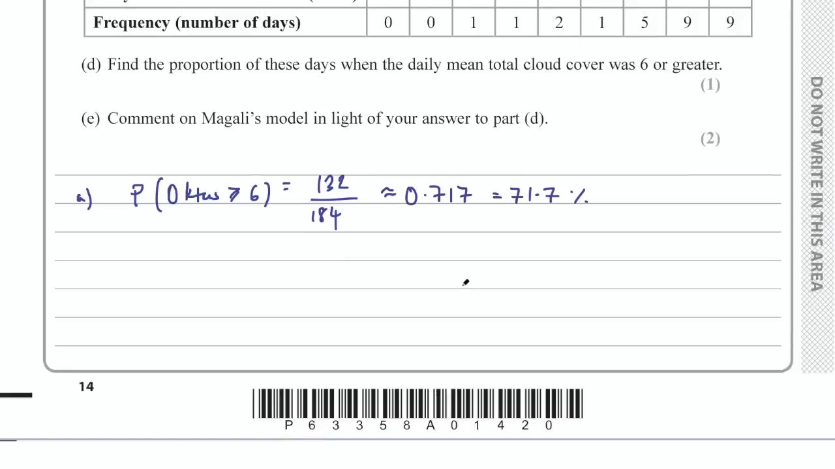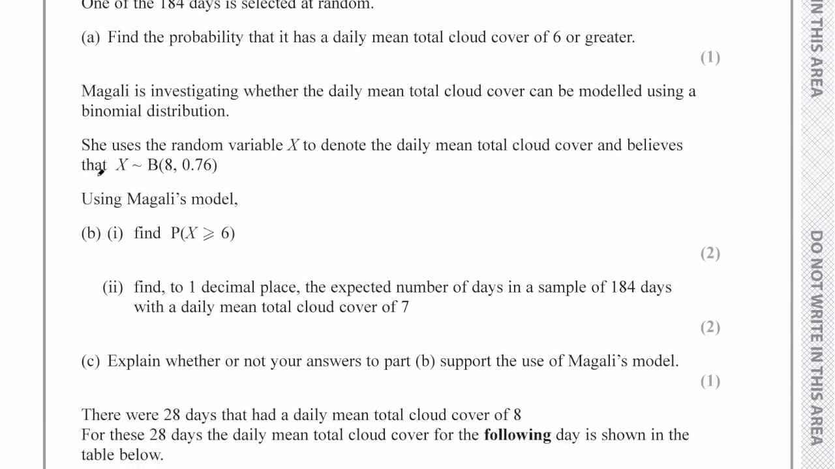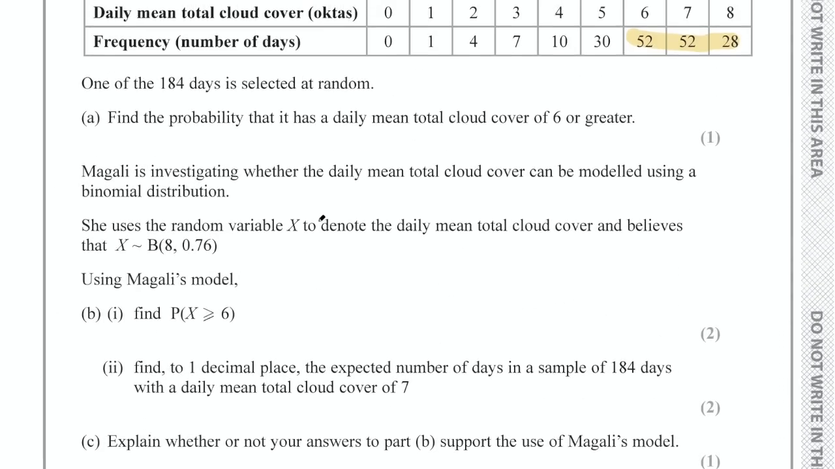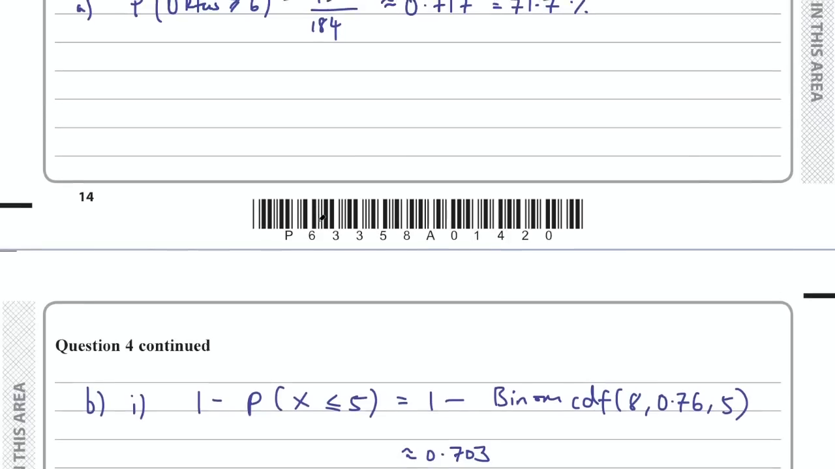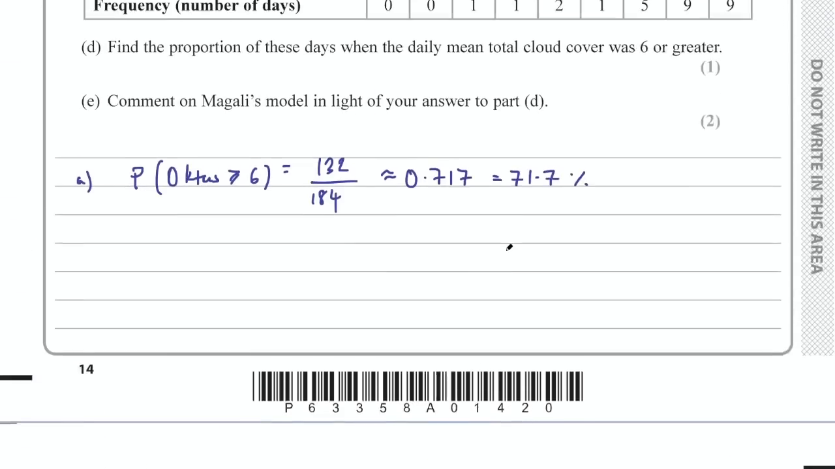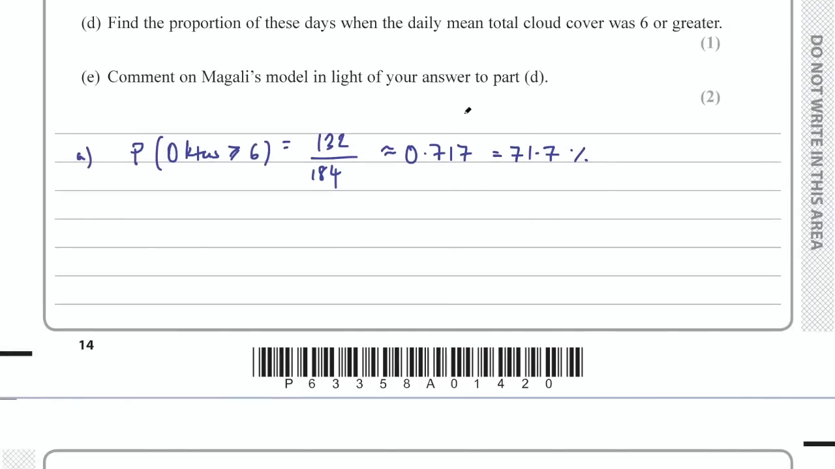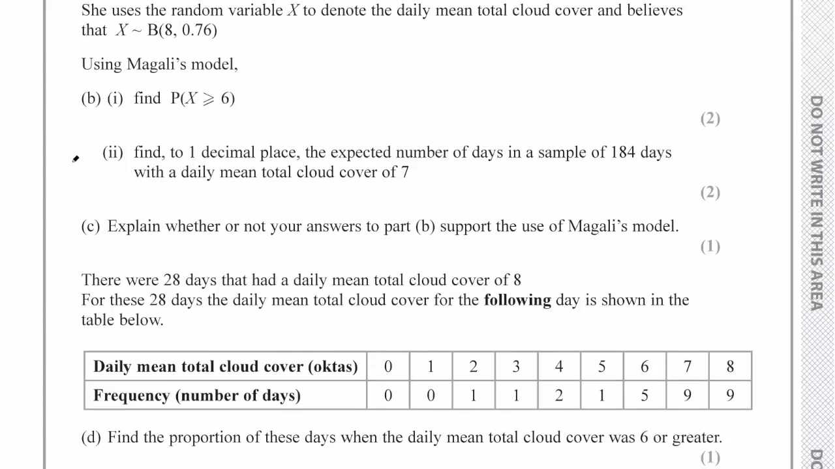70.3% for this variable. In this case, we're talking about cloud cover greater than 6, and that is similar to my answer in part A. And part B, part 2 says find to one decimal place the expected number of days in a sample of 184 days with a daily mean total cloud cover of 7.